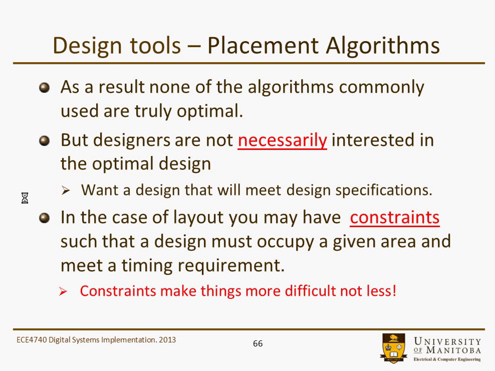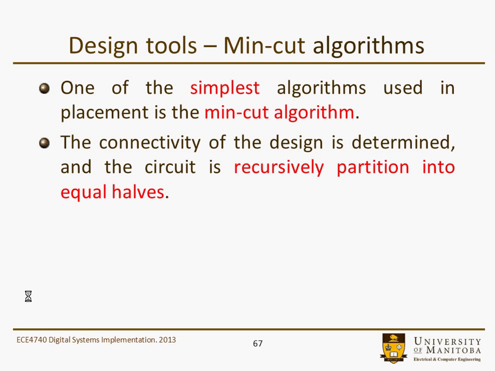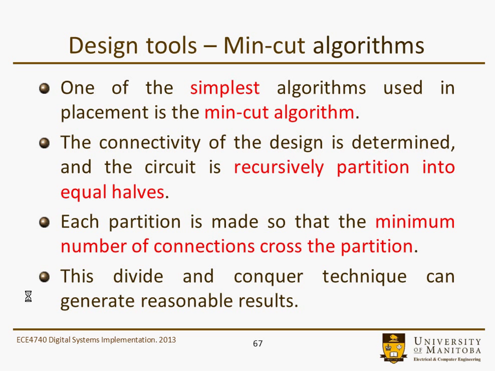In the case of a layout, you may have additional constraints, such as the design must occupy a given area and meet some timing requirements. And in any case, probably you should note that constraints make things more difficult, not less. One of the simplest algorithms used in placement is the min-cut algorithm, and we'll discuss that briefly, but the idea is to partition the design recursively into two equal halves, and each time you do that, you try to minimize the number of wires connecting the two components. So each partition is made so the minimum number of connections cross the partition. So you might end up with a reasonable circuit if you use this technique.